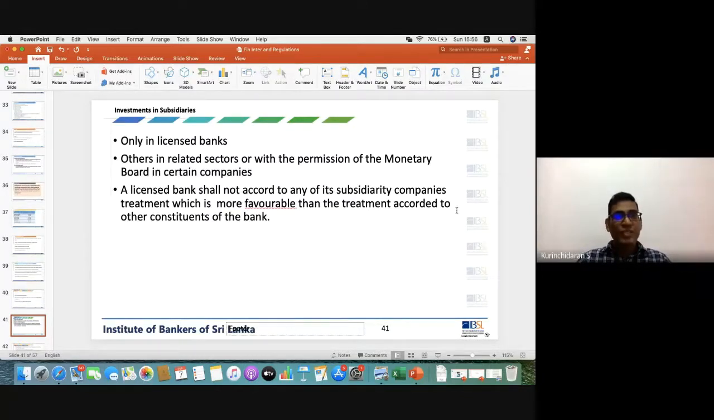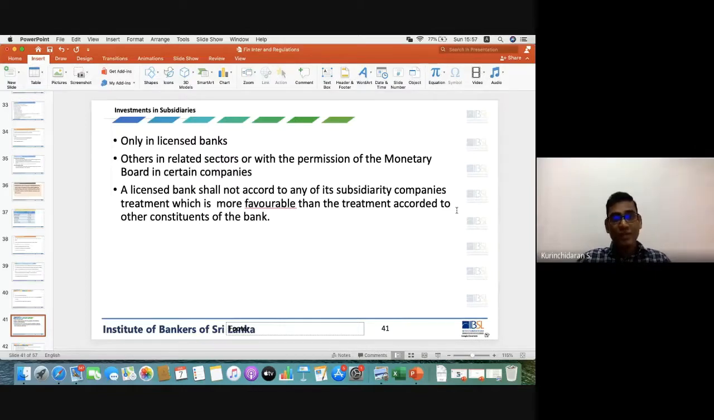The other important aspect is investment in subsidiaries, right? Banks can create subsidiaries and go into some other business, maybe related business or unrelated business, but that is risky. If something happens to a subsidiary, that will have a huge impact on the bank itself. So there are restrictions. What investments can a bank make as subsidiaries? Only in licensed banks, others in related sectors, or with the permission of the Monetary Board in certain companies, right? If they want to have other business subsidiaries, then they have to get Monetary Board approval.